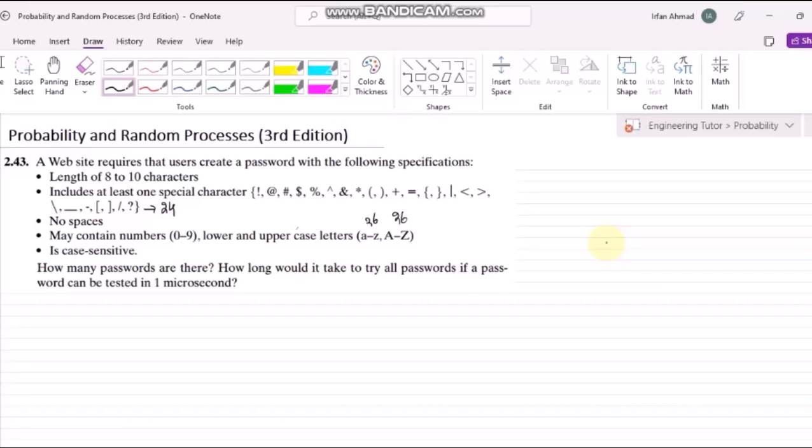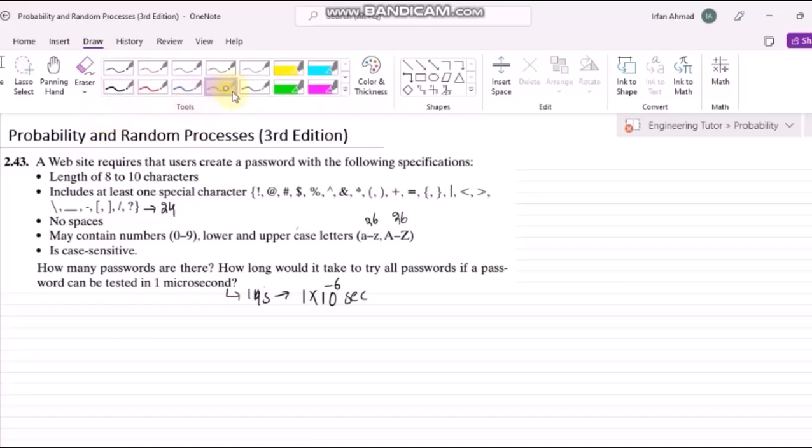So what is it asking us to find? How many passwords are there if you can use a password length from 8 to 10 characters, in which you must include one special character out of these 24 characters. So how many passwords can you get, and how long would it take to try all passwords if a password can be tested in 1 microsecond. 1 microsecond is 1 into 10 raised to the power minus 6 seconds, okay.